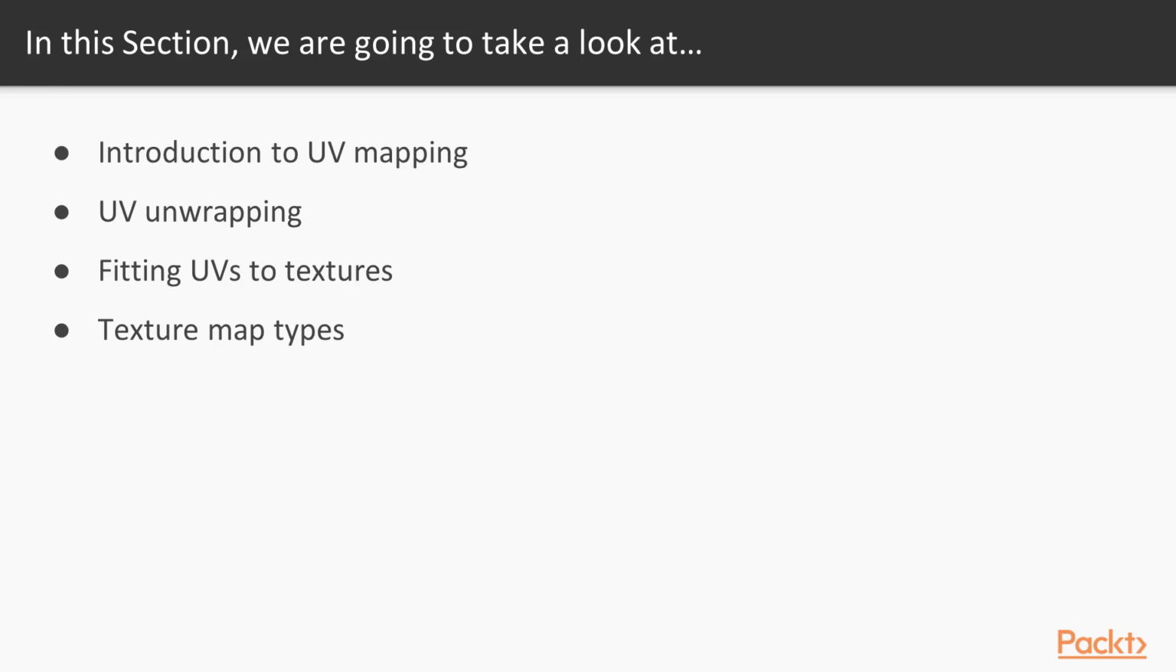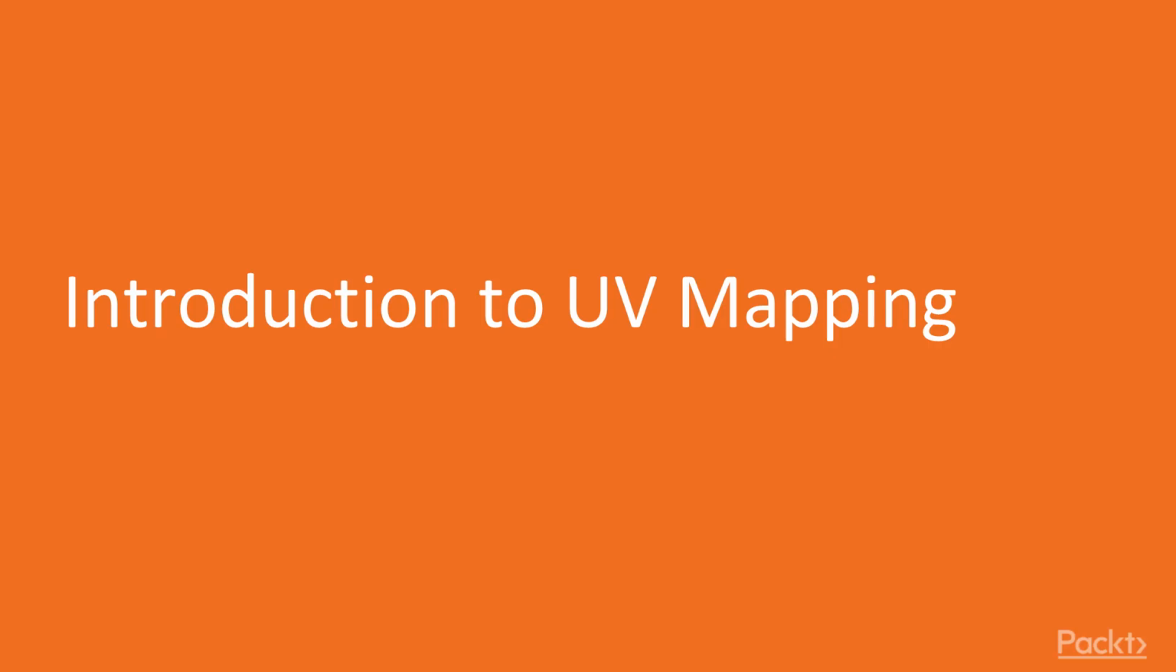a 2D representation. We will then apply this theoretical knowledge into practical use within Blender, and tweak the UVs to suit the textures we are using. Lastly, we will go over the different image texture types and how they can affect the visual fidelity of a mesh. In this video, we will be going over an introduction to UV mapping in Blender.